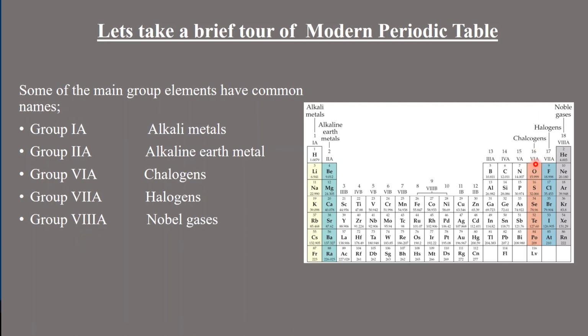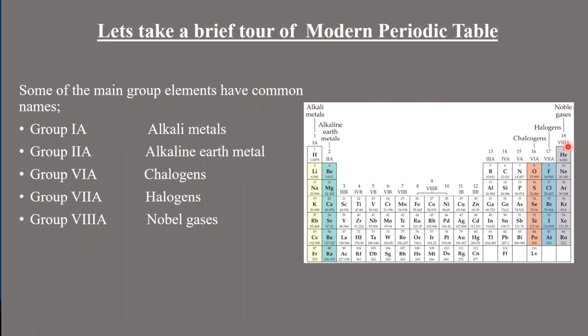Group 6A elements are called chalcogens. The name came from the Greek words chalco for copper and genes for born. Most of the copper containing minerals contain oxygen and sulfur. That is why this group is named chalcogens. Group 7A elements are called halogens. Halo is the Greek word for salt, and many salts have halogens, or these elements, in them. That's why these elements are named halogens.